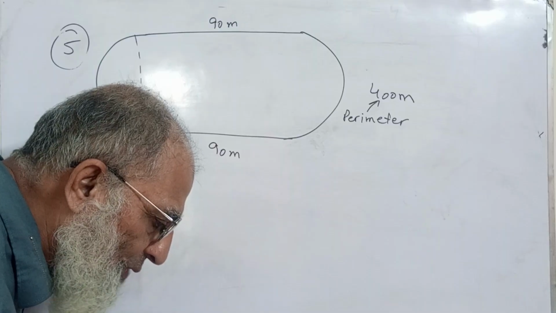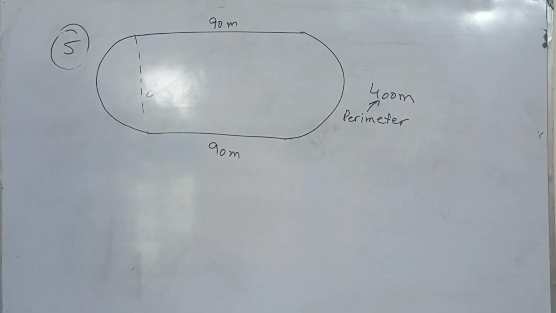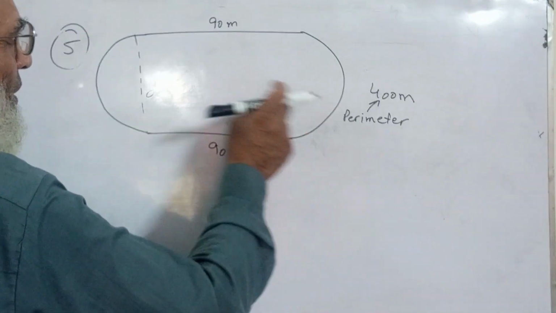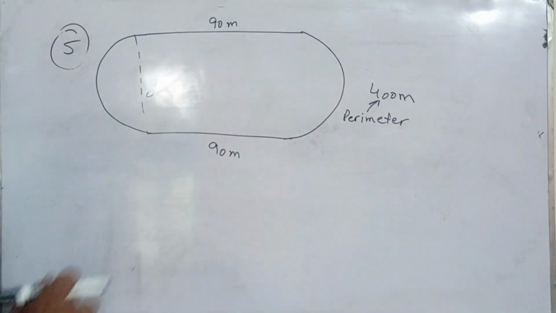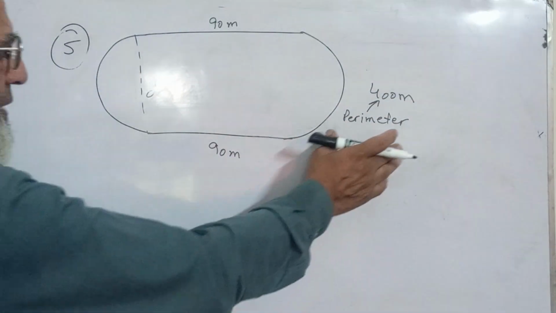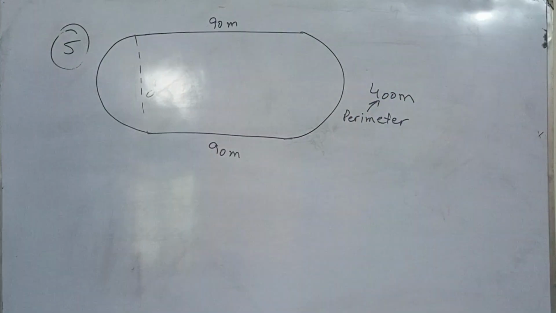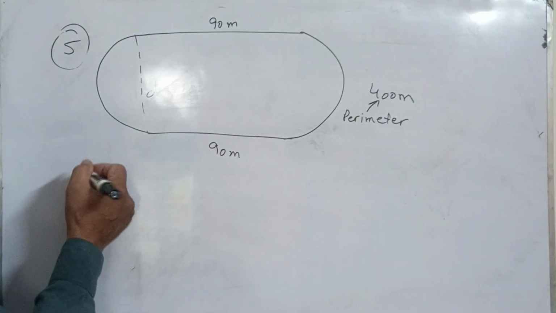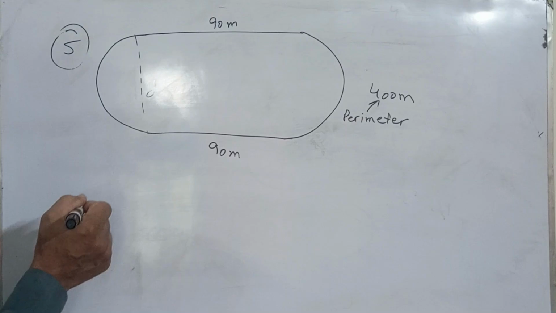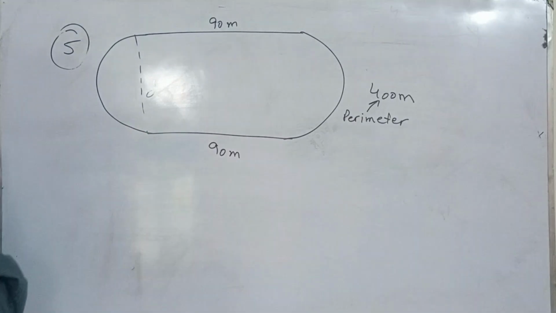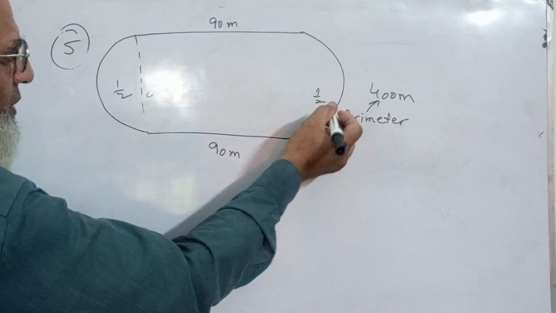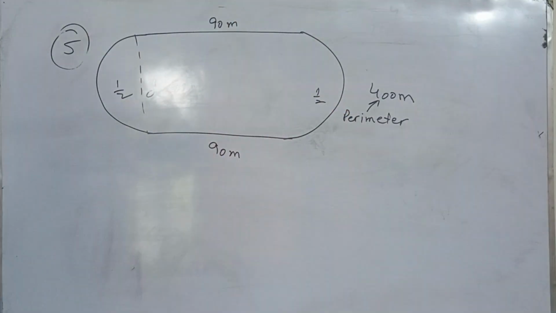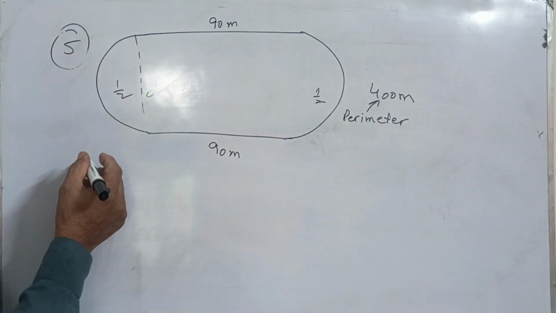Two straight lines, and we have to find the diameter. When this 90 meter is given and the perimeter is given, we have to find the diameter. So what is perimeter? You see that this is a half circle, and this is also a half circle. Together, this constitutes a full circle.